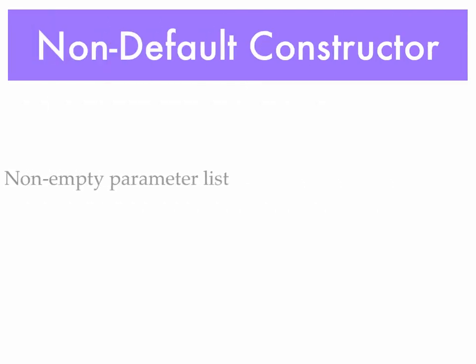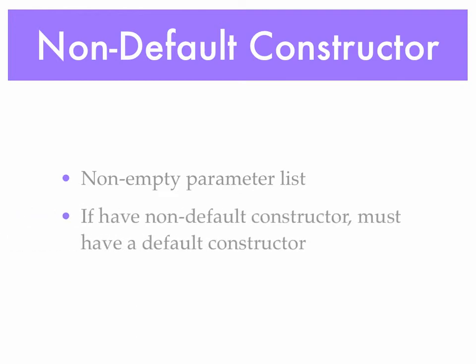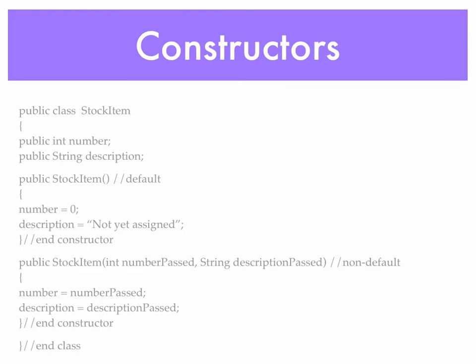Now, a non-default constructor has a non-empty parameter list. It looks for some values to be passed to it. If you have a non-default constructor, you must have a default constructor. So if you have any non-default constructors, you have to have the default. You should always have a default, no matter what.